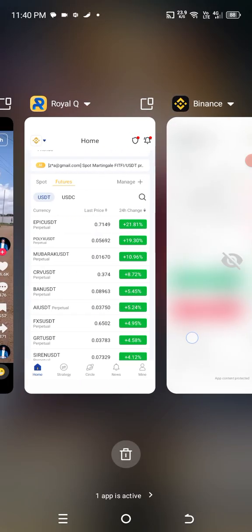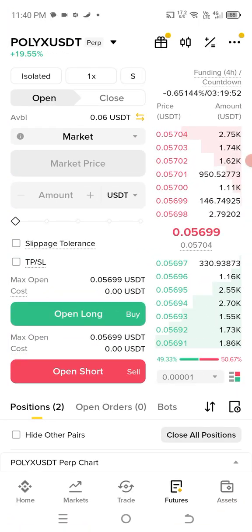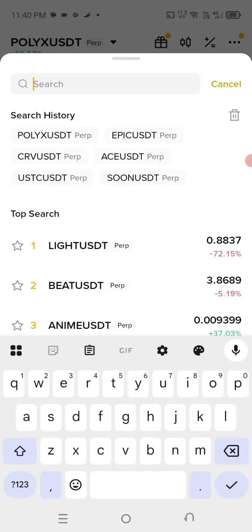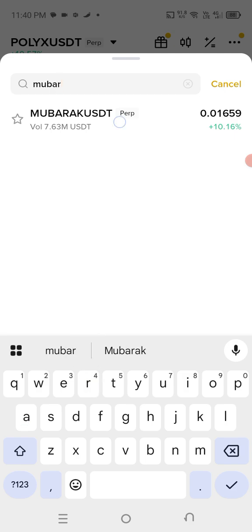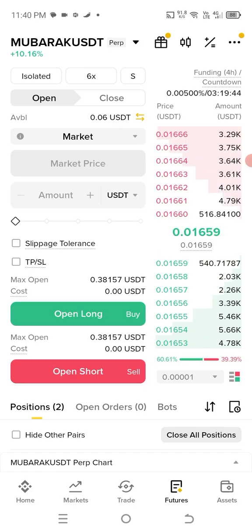Let's look at Mubarak USDT. Mubarak. You can see, if you short this trade in a span of 4 hours, you'll be receiving 0.05% of your initial investment. If you enter this trade with $100, you will get 0.005. That is when you are shorting this trade. Are we together up to that point?